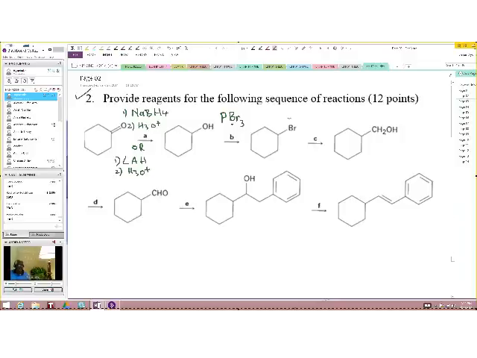I keep saying this. Knowing your reagents is like knowing your ABC. You cannot do anything in life without knowing your ABC.